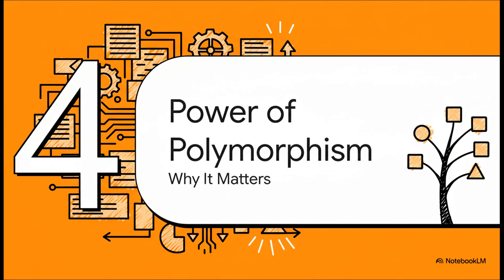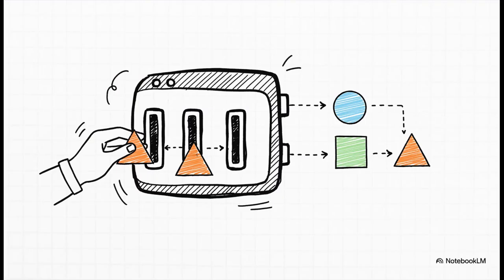But the why? That's where things get really powerful. Why does this whole magic trick matter so much when you're building software? For one, it gives you incredible flexibility. Imagine tomorrow your boss says, hey, we need to add triangles to our program. No problem. You just create a new Triangle class, make it follow the Shape blueprint, and guess what? All your old code that was written to handle shapes will instantly know how to handle triangles. You don't have to change a thing.